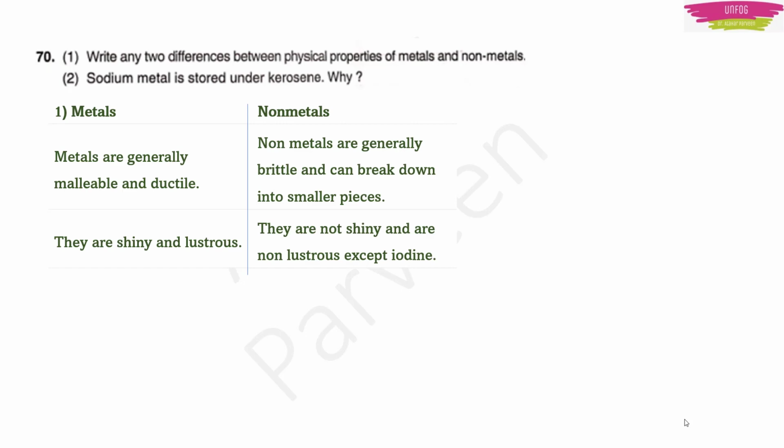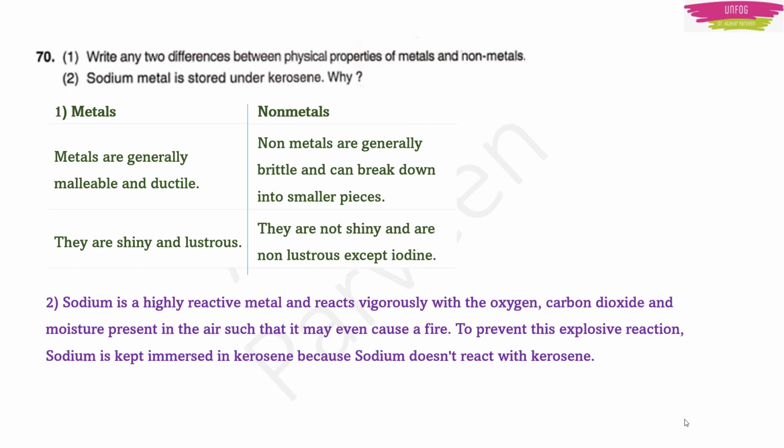Then metals, usually they are shiny and lustrous, and non-metals, they are not shiny and they are not lustrous. Except iodine, no non-metal is lustrous. Okay. So these 2 points are enough because they are asking, right, 2 differences, right? Then sodium metal is stored under kerosene.